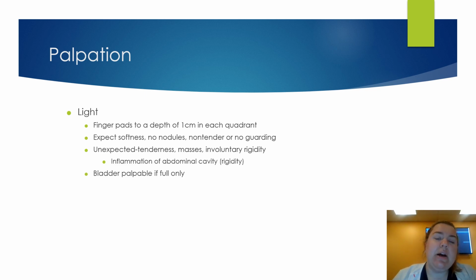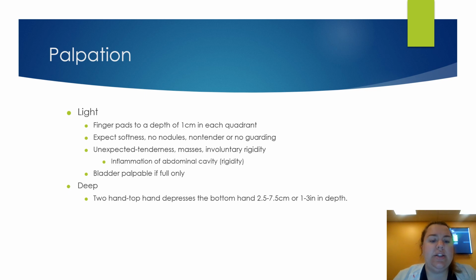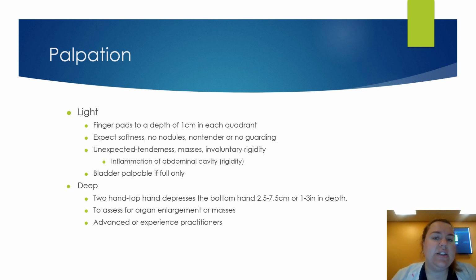The bladder is palpable if full, okay? If their bladder is full and you didn't have them urinate first, you're most likely going to palpate the bladder. Then, after you do light palpation in all 4 quadrants in a clockwise manner, you're going to go to deep. So it's a 2-hand, top hand deep breath. You're going to go about 1 to 3 inches deep, so 2.5 to 7.5 centimeters. You're assessing for organ enlargement or any masses. This is more an advanced experience practice, but you guys are going to practice this because the more you do it, the more experienced you will be.